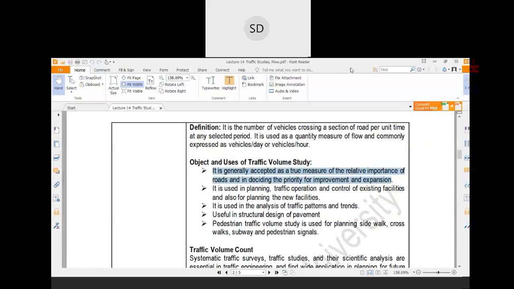So relative importance means suppose two roads are there. Now you need to find which road is more important. In that case, what we do, we go for a traffic volume study. In the traffic volume study, the important road would have the maximum volume. Maximum volume means that the number of vehicles in the primary road would be more. Therefore, traffic volume study gives an idea about the relative importance of the road.